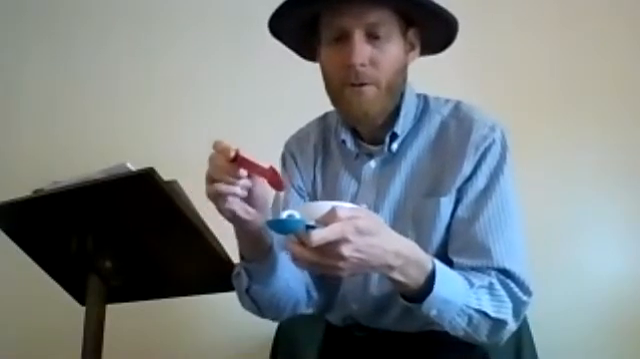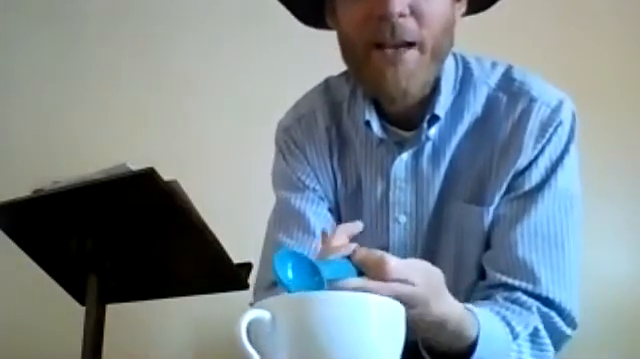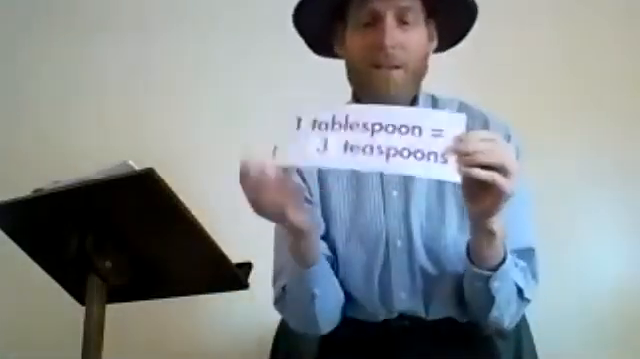1, 2, 3. Ooh. And if you can see, it is full. It took 3 of them to fill it up. And you can prove that 3 teaspoons equals 1 tablespoon. So just something to help you prove that 1 tablespoon equals 3.